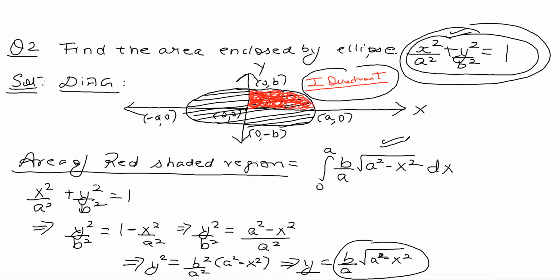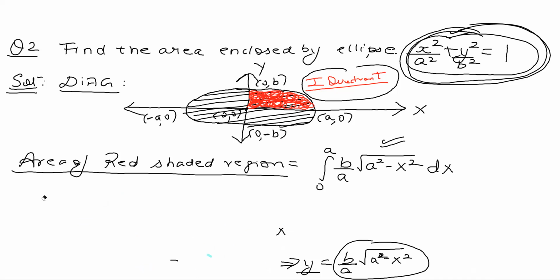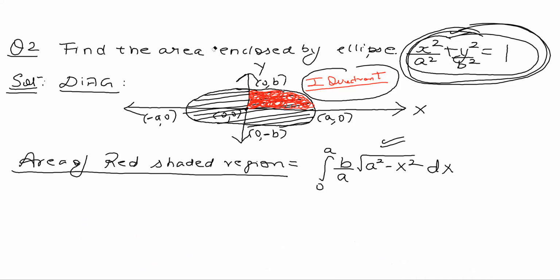Now, since we are integrating with respect to x, x is going from 0 to a. And we have written the equation of the ellipse in terms of x. So y is equal to b by a into under root a square minus x square. Now all I have to do is integrate this. So I am erasing all this part. All I have to do now is to integrate this, just as the way we have learned in the integration lectures.